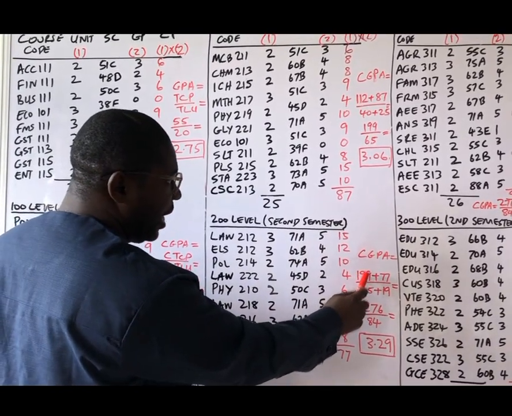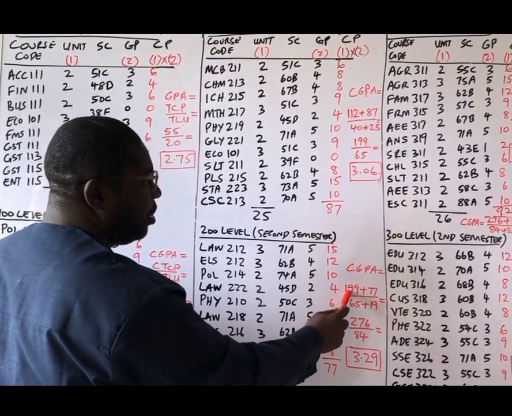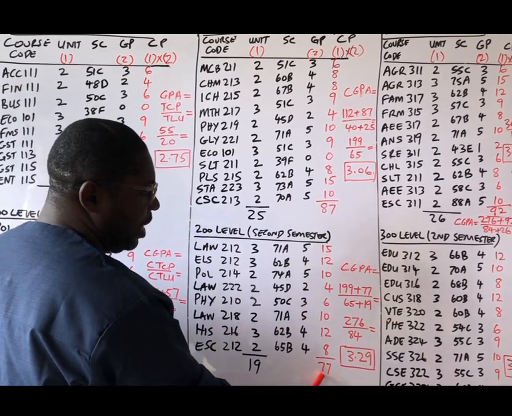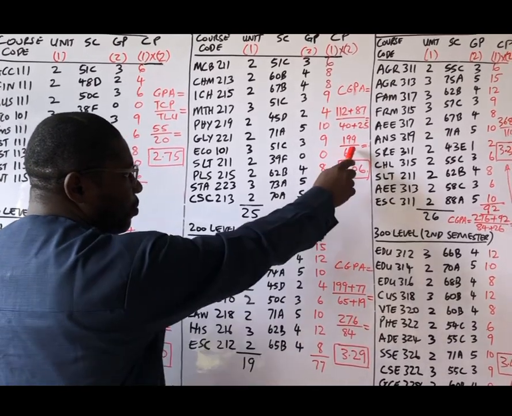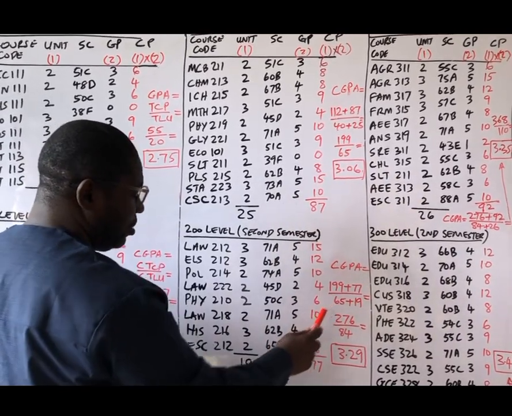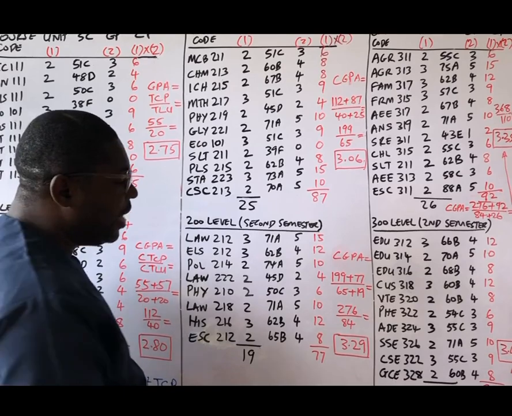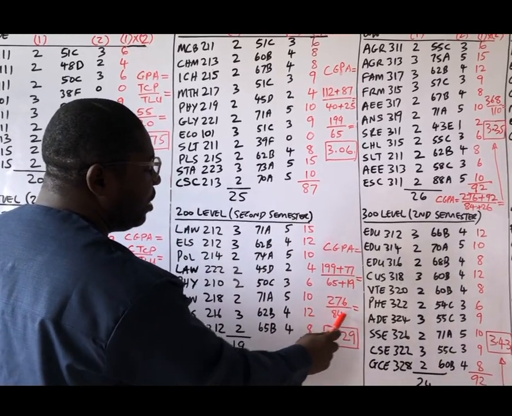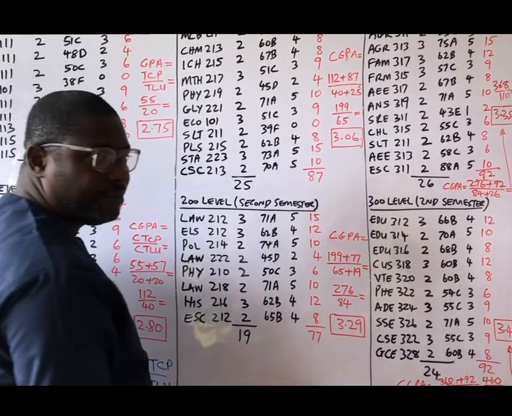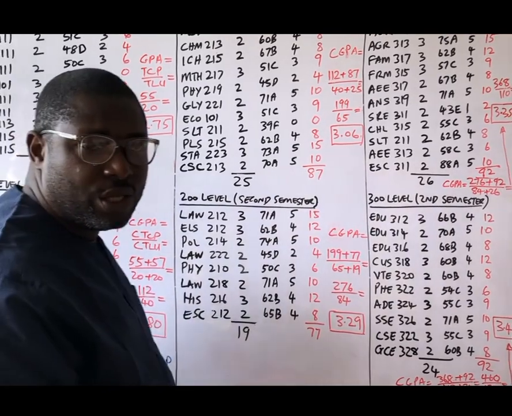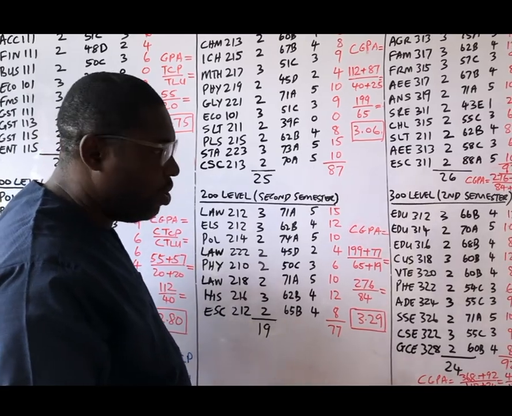That will be 199, which is from first semester of 200 level, plus the current semester of 77, divided by 65 from the previous semesters, plus 19 of the current semester. I trust you are following. Then if you have 276 divided by 84, the sum of these, you have 3.29. This student is still on second class lower, but he's moving up steadily or gradually.